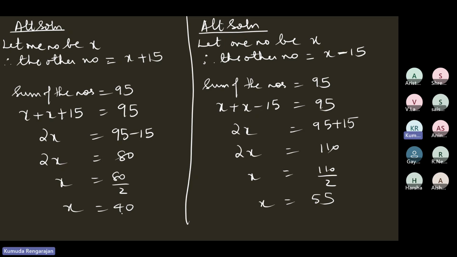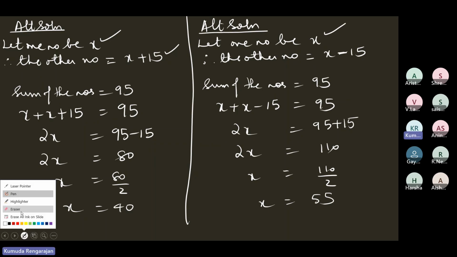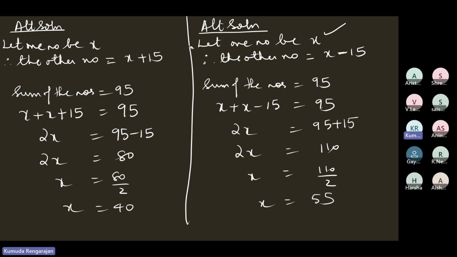So here, this is the small number you assumed, x. So the bigger number is 40 plus 15, 55. Here x is the bigger number, 55. So the smaller number is 55 minus 15, 40. You'll get different answers for x in both the workings, but the two numbers will be the same. The values of x will be different, but the two numbers will be the same. The two numbers are 40 and 55.